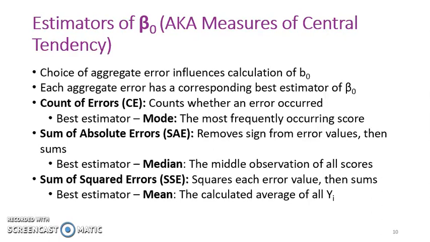So the best estimator when using the count of errors is the mode, the most frequently occurring score. The best estimator when using the sum of absolute errors is the median, the middle observation of all scores. And the best estimator when using the sum of squared errors, which is most commonly used, is the mean, or the calculated average of the variable. Your textbook gives a proof showing how the mean is the best estimator for reducing the sum of squared errors in the simplest model.